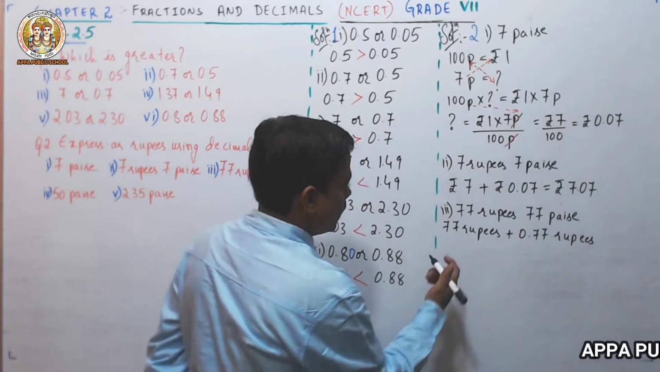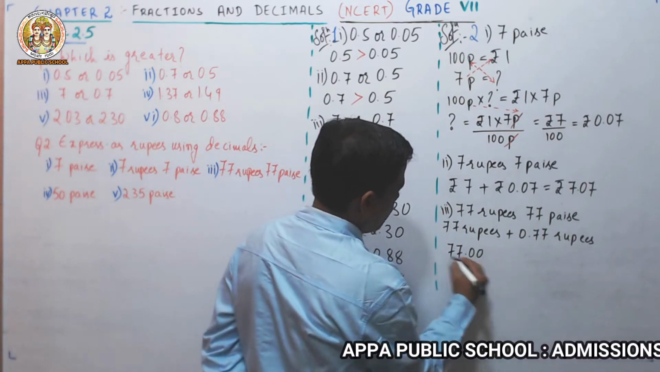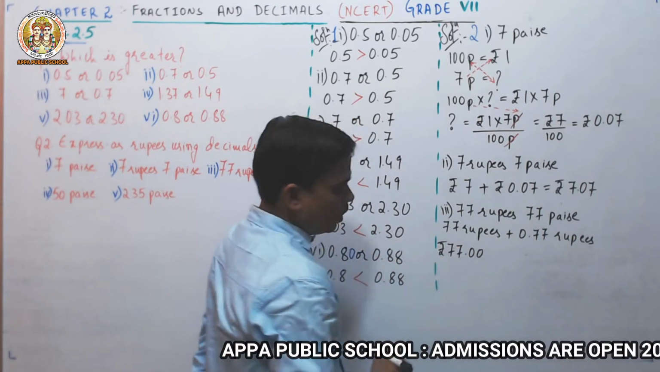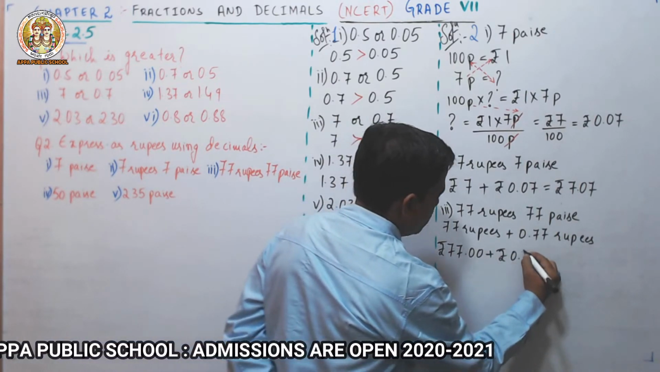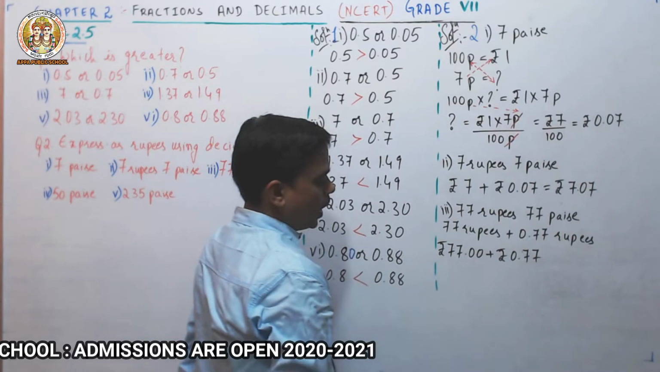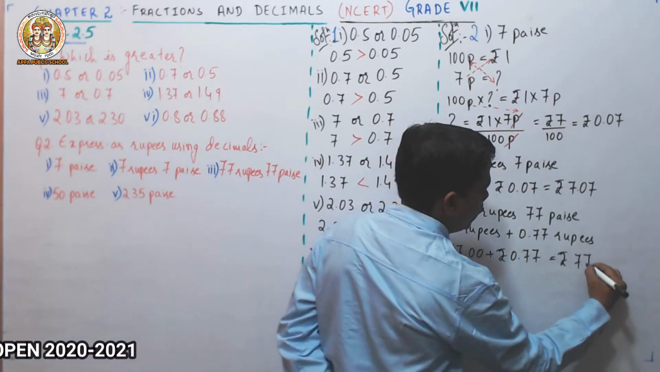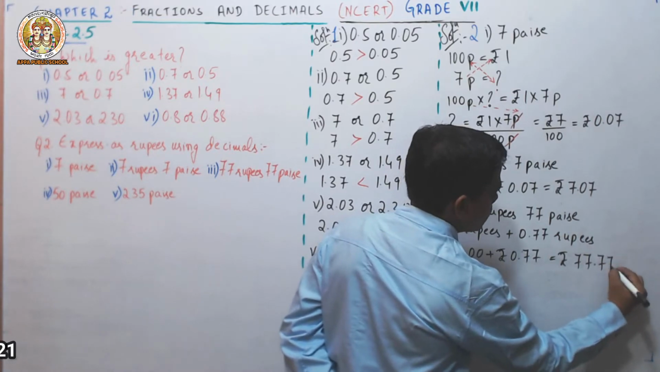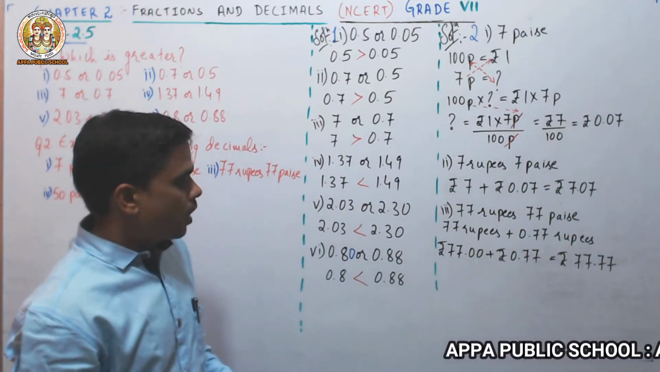Next, see here, I will write it as 77.00 rupee plus rupee 0.77. Shall I add it? If I add, how much I will get? Rupee 77.77. Okay, rupee 77.77.